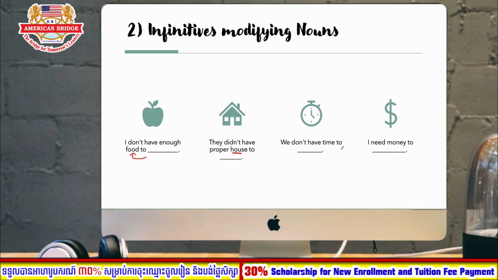We don't have time to enjoy the movie. We don't have time to relax. We don't have time to visit our relatives. So these modify the word time. I need money to do something. So the to infinitive here is used to modify the noun, which is money.